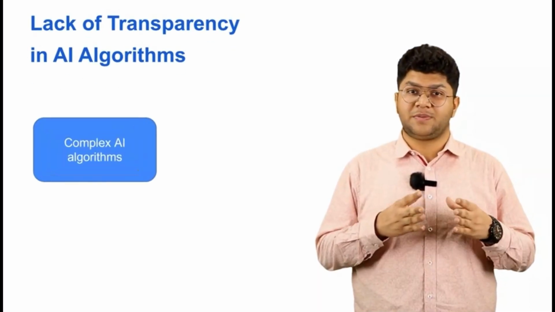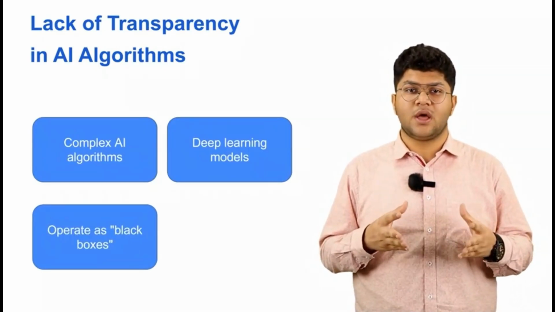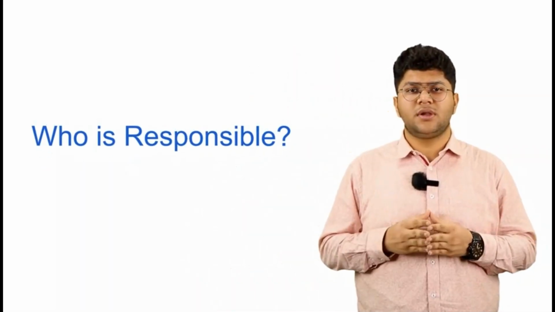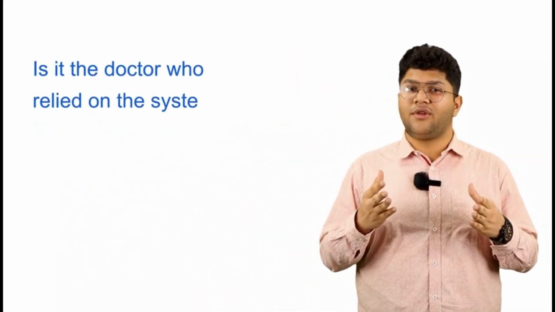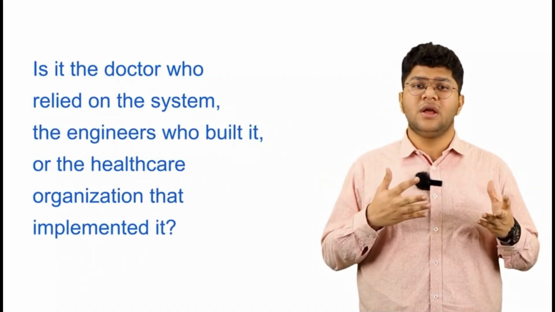Moreover, transparency is another ethical challenge that needs attention. AI algorithms, especially complex ones like deep learning models, often operate as black boxes, where the decision-making process is not easily understood by humans. This lack of transparency raises questions about accountability. If an AI system makes a recommendation that results in an adverse outcome, who is responsible? Is it the doctor who relied on the system, the engineers who built it, or the healthcare organization that implemented it? As AI continues to take on a larger role in healthcare decision-making, establishing clear guidelines for accountability will be crucial.